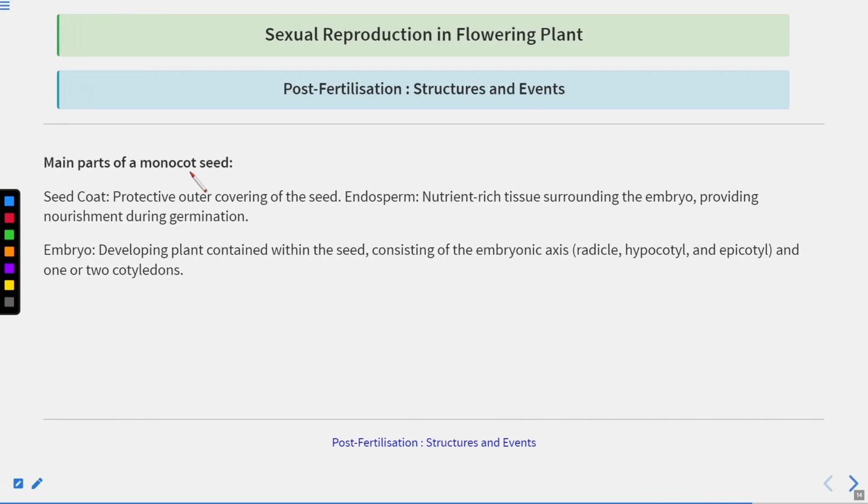Let's talk about the main parts of the monocotyledonous seed now. We are talking about the seed. It consists of the seed coat first. Seed coat is the protective outer covering of the seed. Then the seed consists of the endosperm. Endosperm is a nutrient-rich tissue surrounding the embryo, providing nourishment during germination.